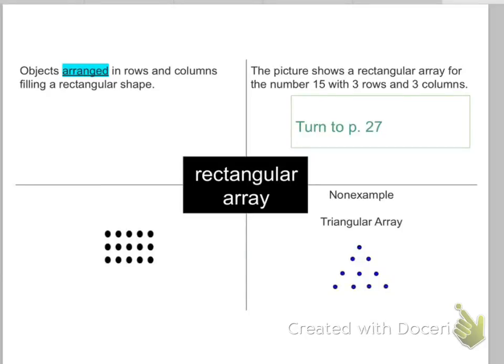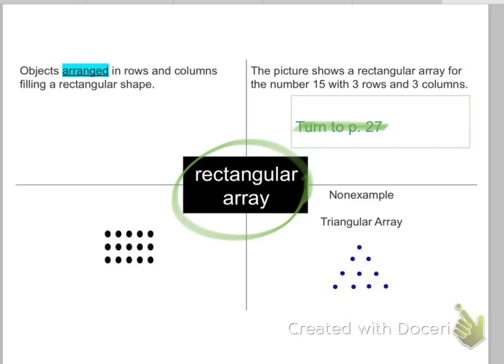For today's lesson, we have a lot of vocabulary to go through very quickly. Please open your white note packet to page 27. Again, your white note packet to page 27. The first word we're going to talk about today is rectangular array on page 27.